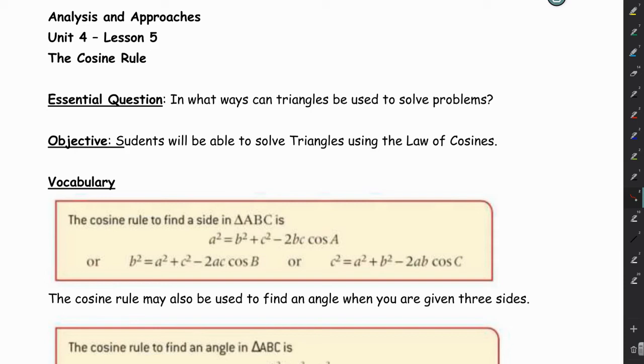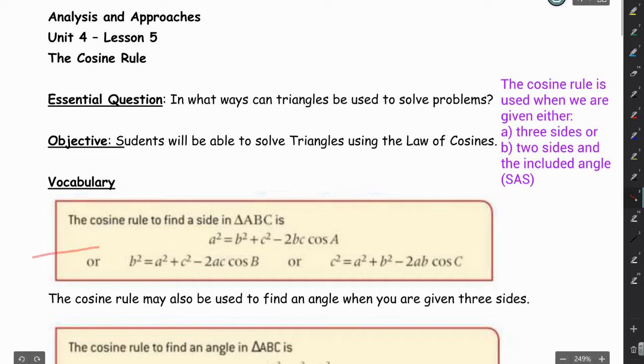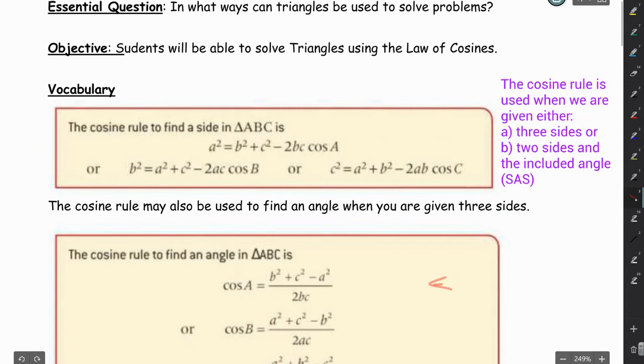Hi everyone, in this lesson we're going to be looking at the cosine rule. And the cosine rule is shown here. Another way of writing the cosine rule is also shown here. And just as a reminder, these formulas are in your formula booklet.